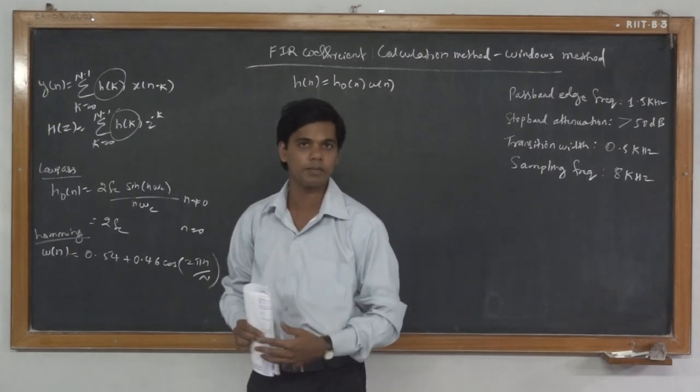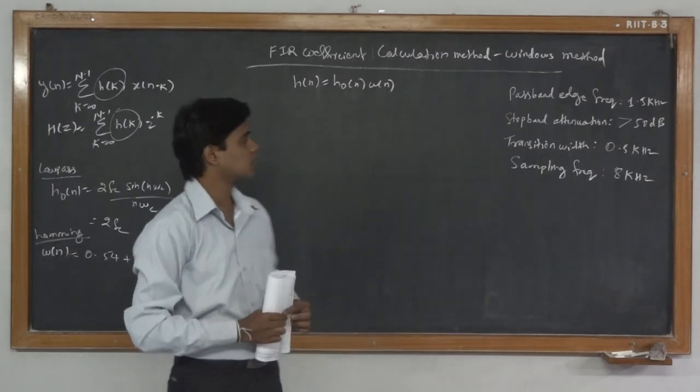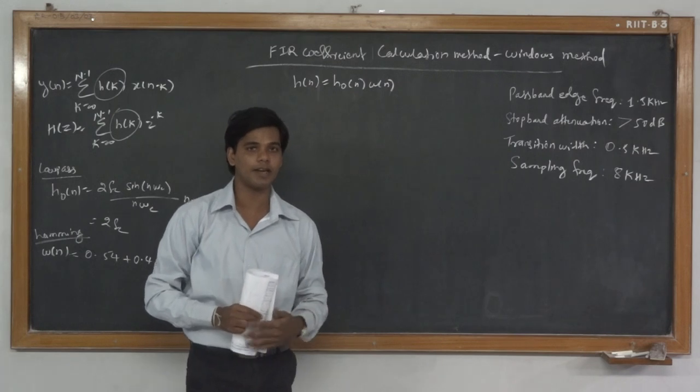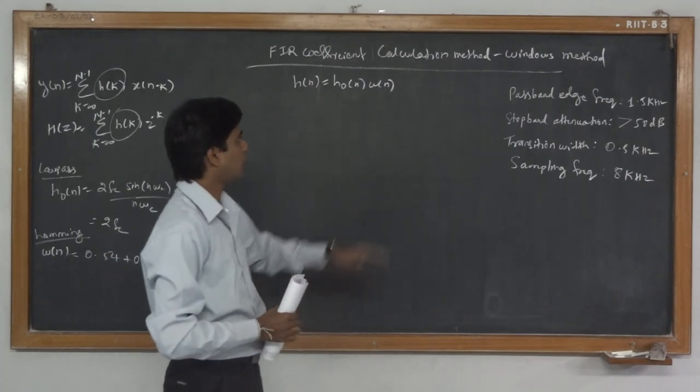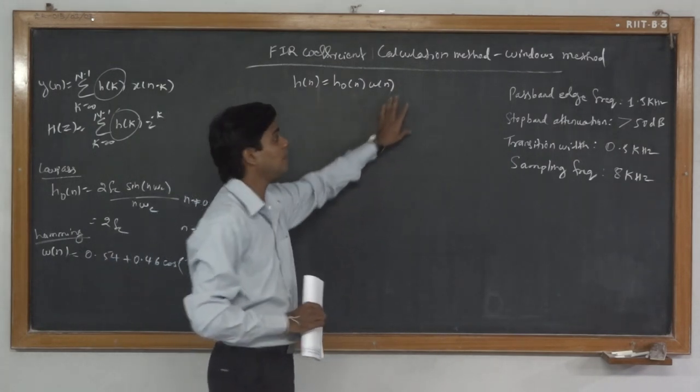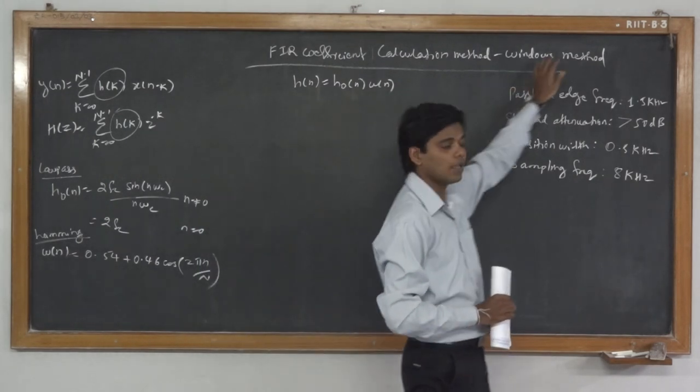There are 3 methods available to find this filter coefficient: the window method, the optimal method, and the frequency sampling method. We are going to cover the very widely used, most commonly used method, that is the window method.